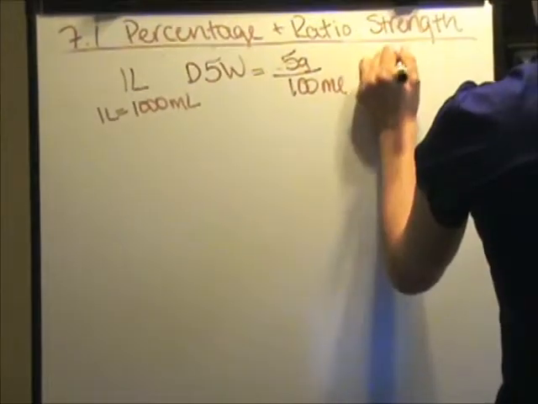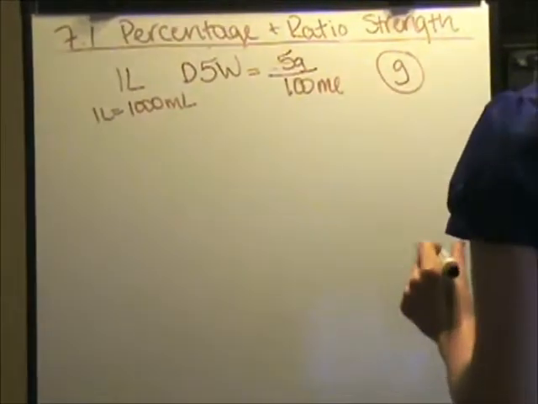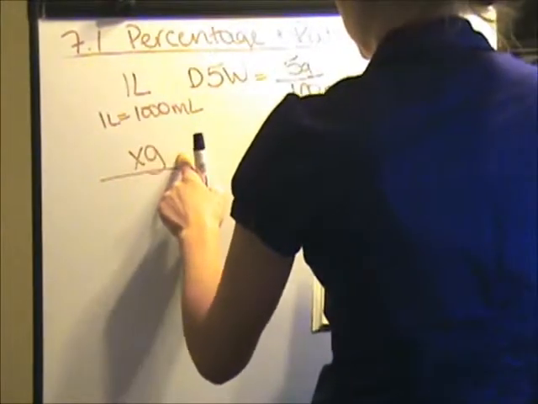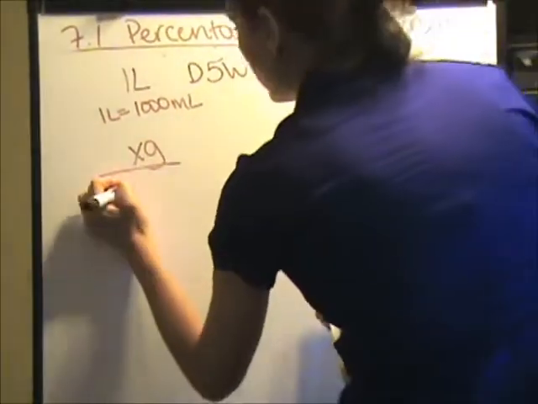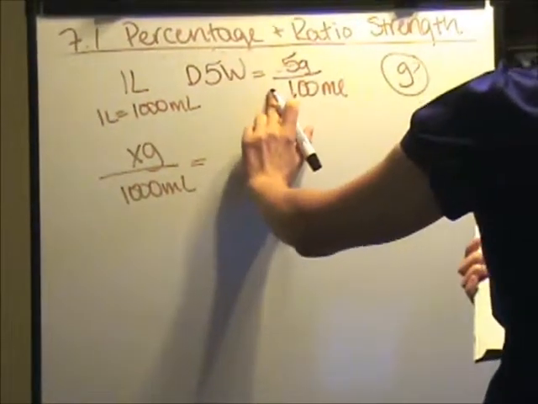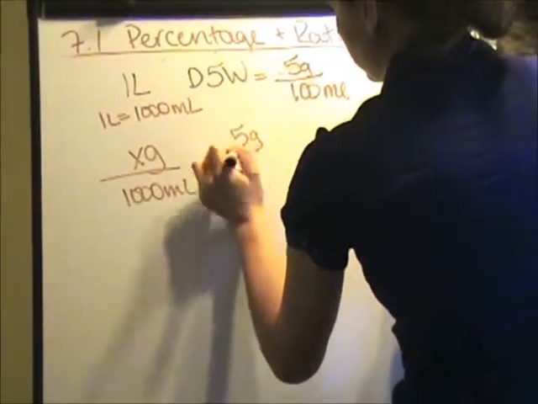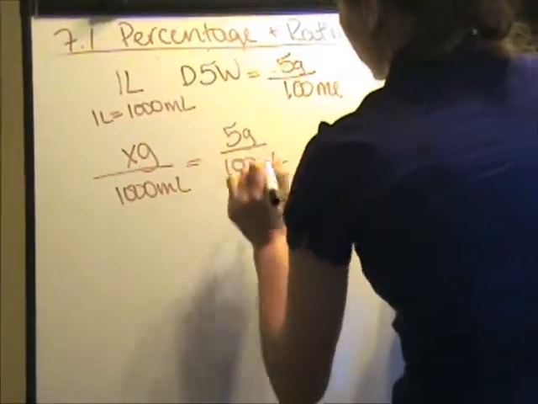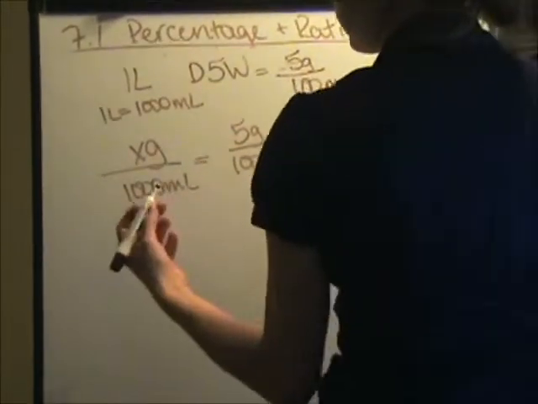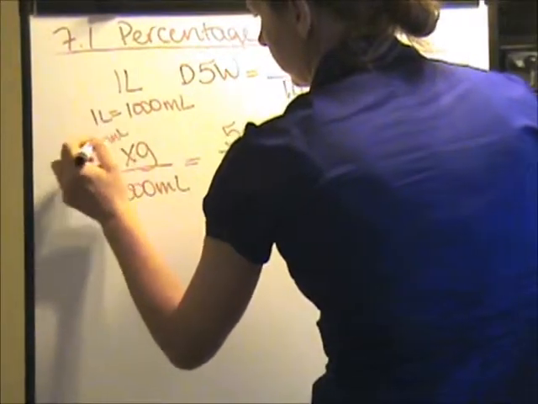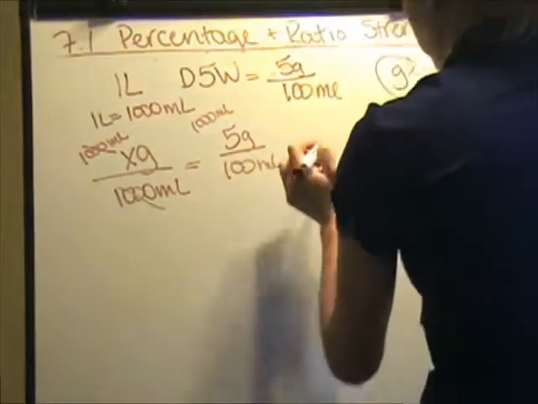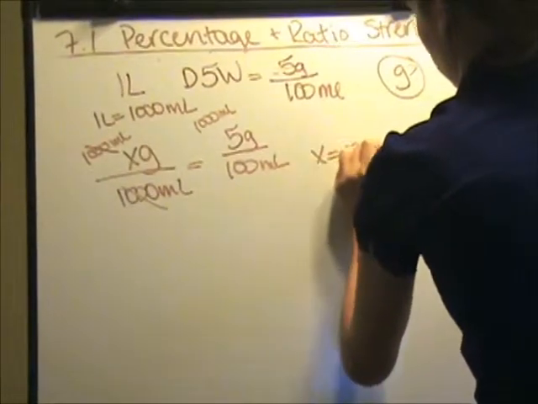So what we're looking for is how many grams of dextrose, and that's going to be our variable. So when we set up our proportion, we have our variable that we're trying to solve for over 1,000 milliliters. And we have our percentage, 5 grams over 100 milliliters, and that is following the weight in volume proportion. So now we can solve for x. Those cancel out. 5,000 divided by 100, and x equals 50 grams.